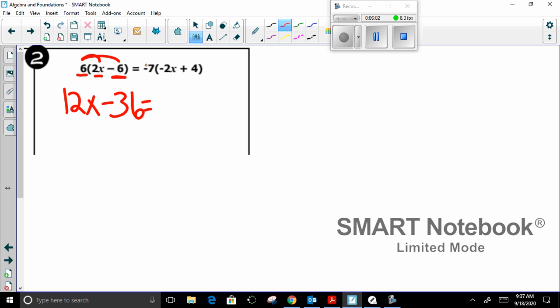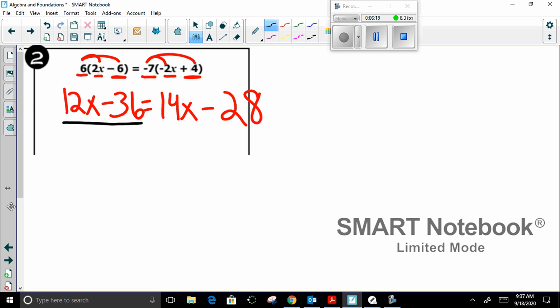And then on the right side, I can also distribute that negative 7. So negative 7 times negative 2x is positive 14x. Negative 7 times positive 4 is negative 28. Do I have any like terms on this side? I do not. It's all cleaned up. Do I have any like terms on the right side? I do not. It's all cleaned up.